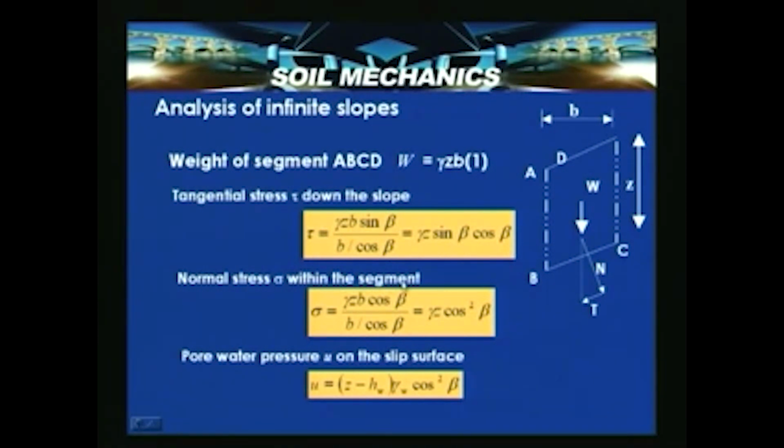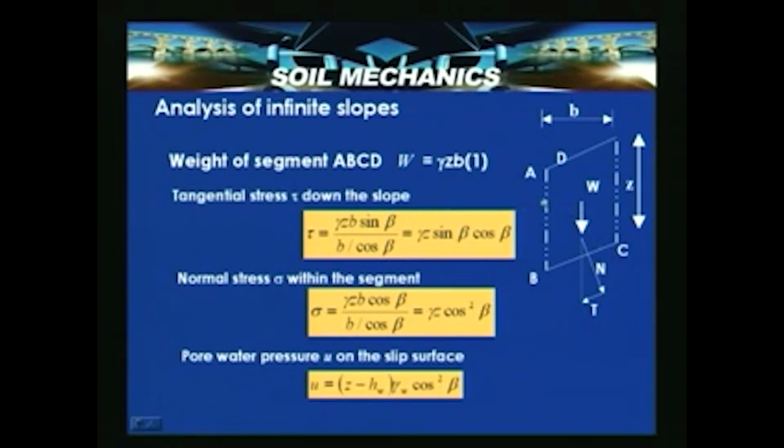The normal stress sigma within the segment is given by the normal force, gamma z cos beta, divided by the area b by cos beta. With that we get gamma z cos square beta as the normal stress sigma within the segment.